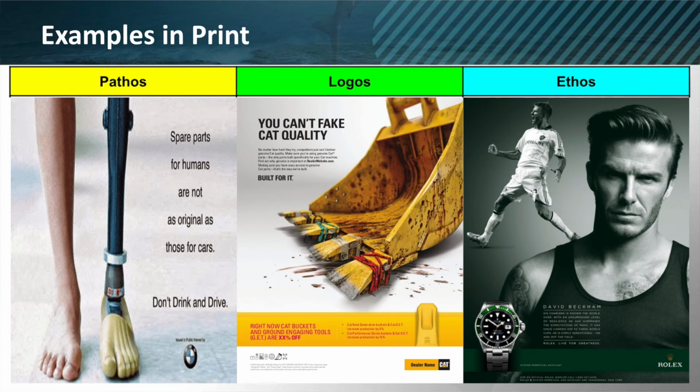The third example, Ethos, features a celebrity endorsement. David Beckham is used here to endorse the watch company of Rolex. And it's because he's someone who's well known, he's admired, and so it makes you think that you can trust his opinion if that's the watch that he uses. It's also a status symbol because Rolex is supposed to be a very high quality watch. So those are 3 print examples. Now we're going to take a look at some video examples.